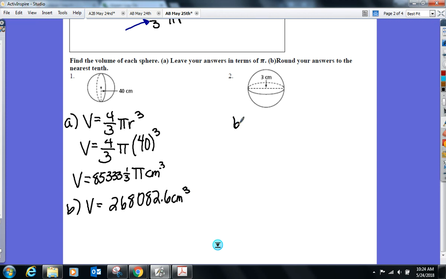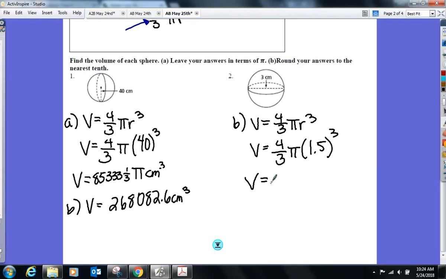And for part B, no radius now, but I do give you the diameter. So the volume is going to be 4/3 pi. Cut that 3 in half. Get 1.5 cubed. Again, leave it in terms of pi first. Leave the pi in your answer. Multiply 4/3 times 1.5 cubed. And I'm hoping that gives you 4.5. Check it, please, on your own.